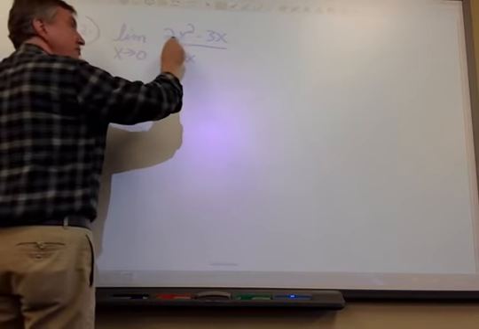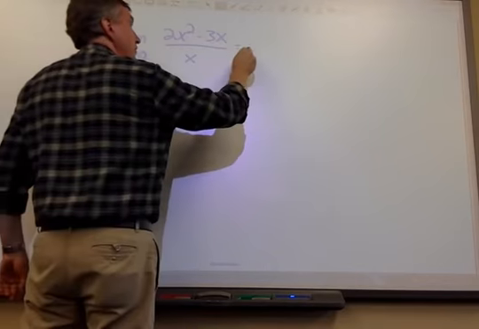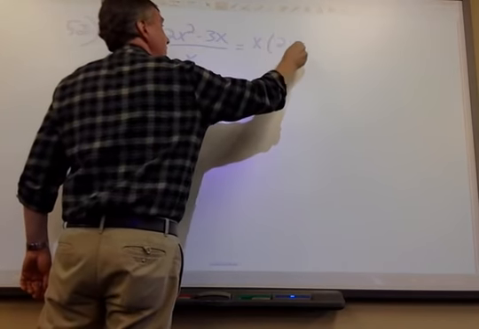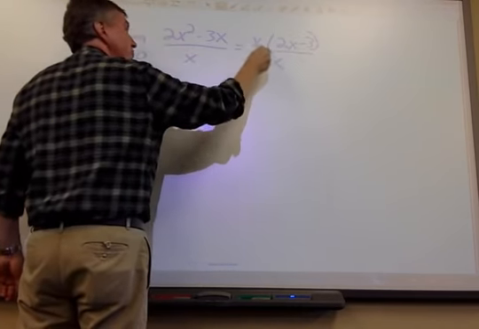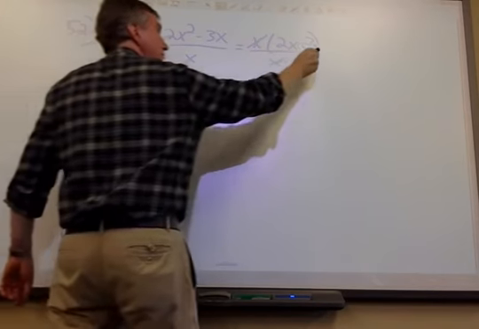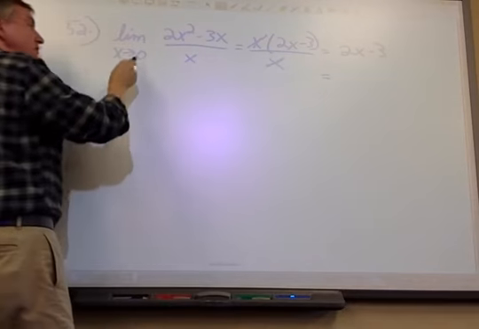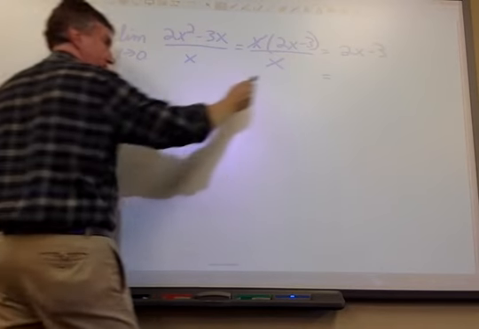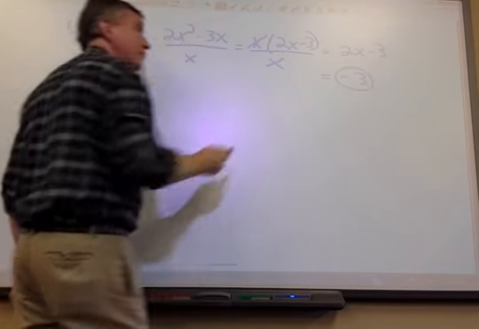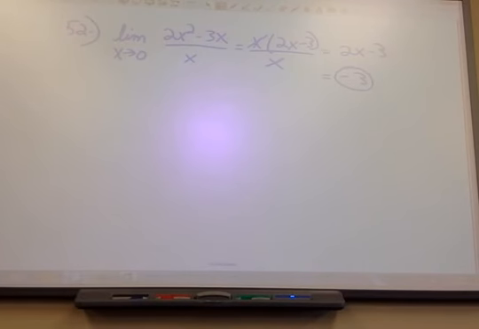Did most of you factor an x out of the numerator? x times 2x minus 3, which allowed that x to cancel. So what's that limit if you get close to 0? These are not hard, are they? These are not very hard.